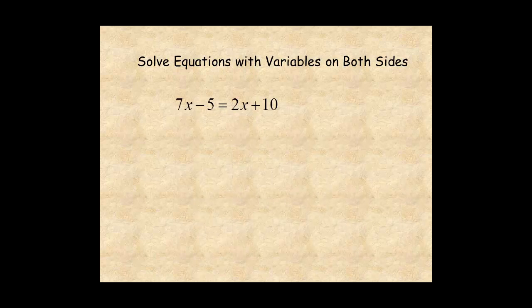For this equation, there's a 7x and a 2x on either side of the equal sign. Use the inverse operation and subtract 2x from both sides. On the right, 2x minus 2x equals 0. On the left, 7x minus 2x equals 5x. This gives 5x minus 5 equals 10.